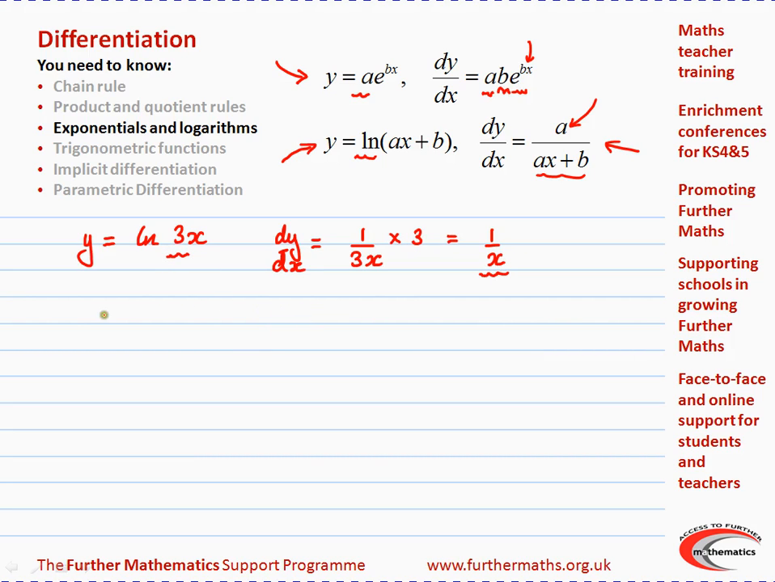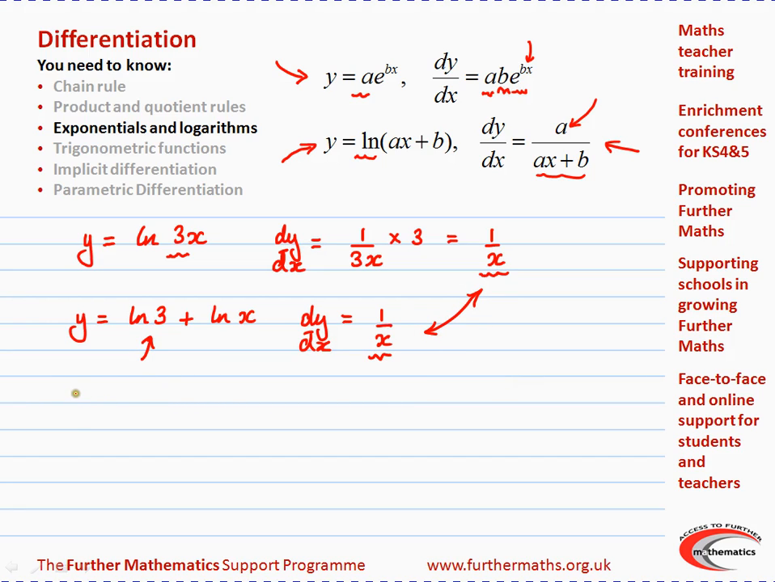An alternative way of thinking about it is that you can actually expand that logarithm. If y is equal to log 3x, that's the same as log 3 plus log x. Check your logarithm rules from your AS core. When you differentiate that, log 3 here is just a constant, so it disappears when you differentiate, leaving you just differentiating the log x, which is 1 over x, as we expected from our previous method. So do just watch out for that.